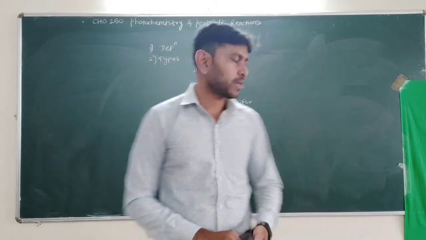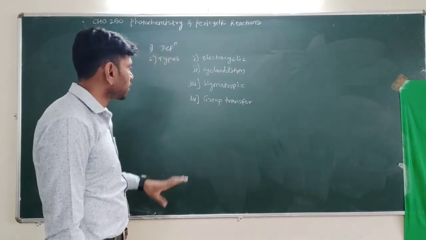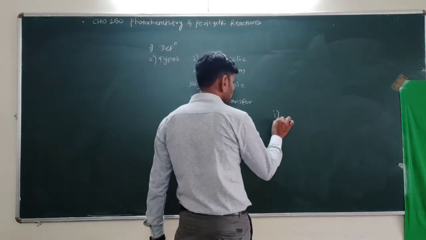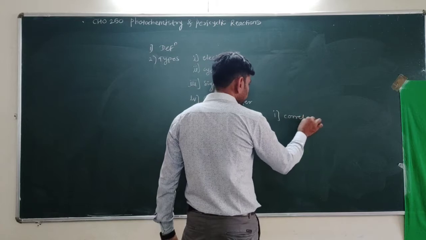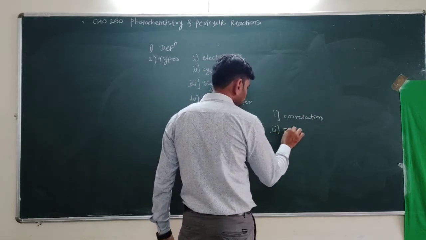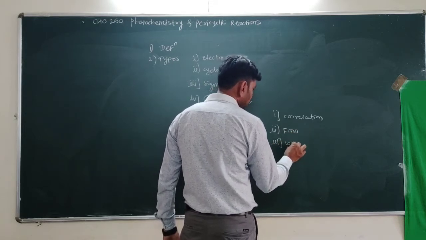So these are the 4 types of reactions, and then comes the analysis of these reactions. Analysis can be done using 3 methods: the correlation diagram method, second the FMO method, and third the Woodward-Hoffmann rules.